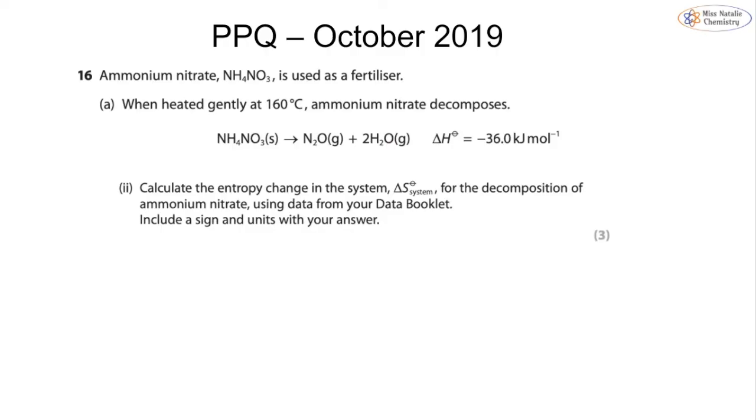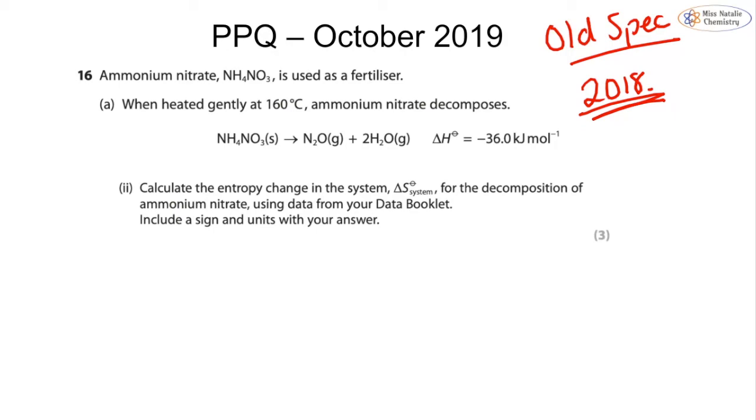But of course, they will then move on to look at calculations. And we want to then calculate the actual entropy of the system for this decomposition, and we'll use data from the data book. Now this, please be aware, is from the old specification. So this uses the old data book. The 2018 specification has a new updated data book that does not include the entropy values, so you would be given these in the exam.